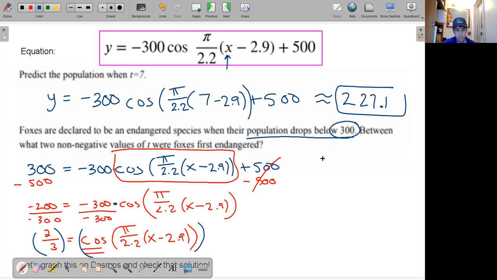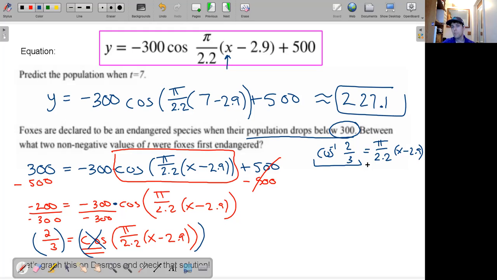I'm going to write this out like this. So cosine inverse of 2/3. That's that side. And the cosine inverse will actually just cancel out cosine. They're opposites, just like adding and subtracting. Cosine and cosine inverse are opposites. They end up canceling. So we end up with pi over 2.2 times x minus 2.9. Now we're at the point where we want to solve. I could use a calculator to get a decimal here, but I'm going to refrain from doing that until the end.